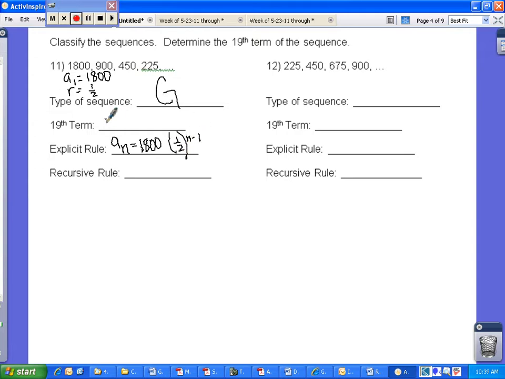To find the 19th term, I'm going to plug in 19 for n. So 1/2 to the 19 minus 1. And you get a kind of a long decimal. But if you round it, it's going to be about 0.0069, you could say. And then the recursive rule is going to be the previous term, a sub n minus 1, and you're going to multiply by 1/2, times 1/2, or you can put it in parentheses, it doesn't matter.